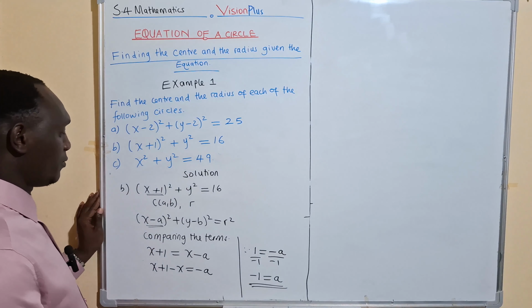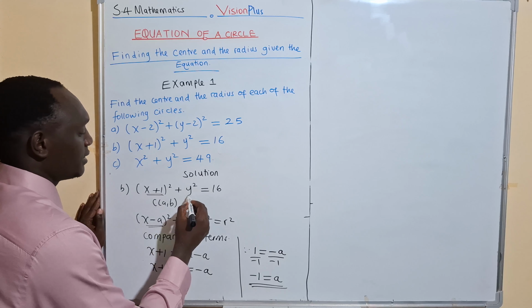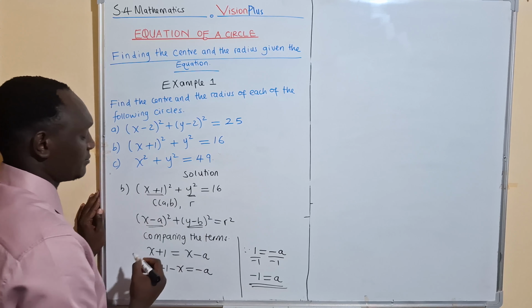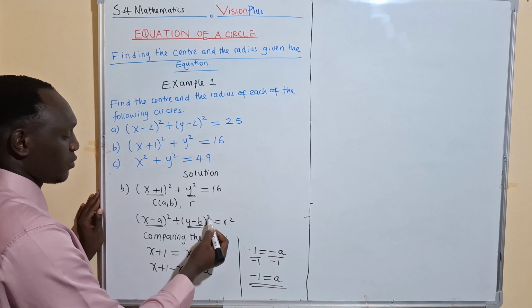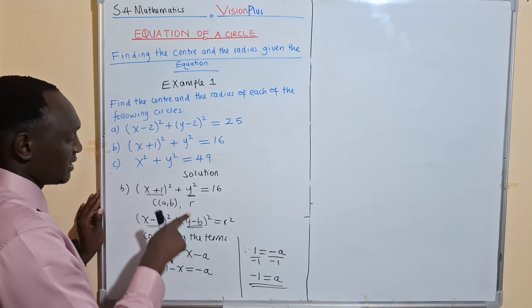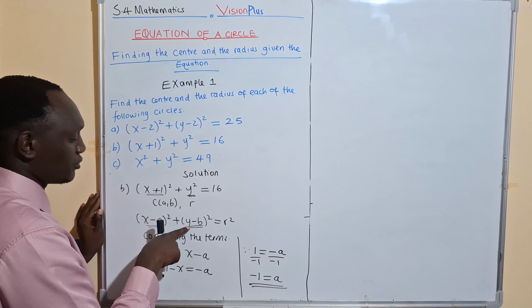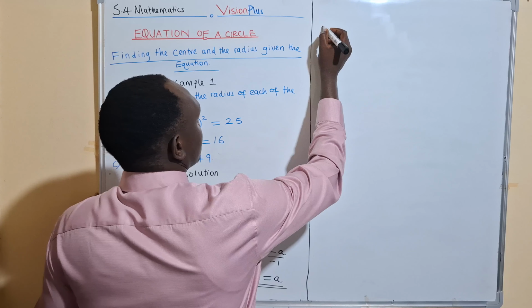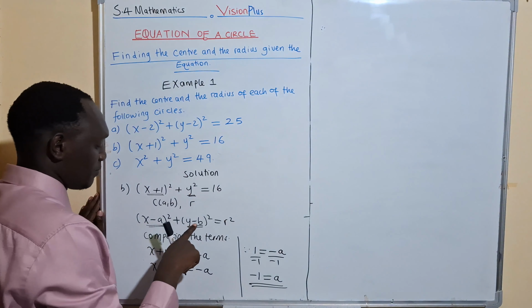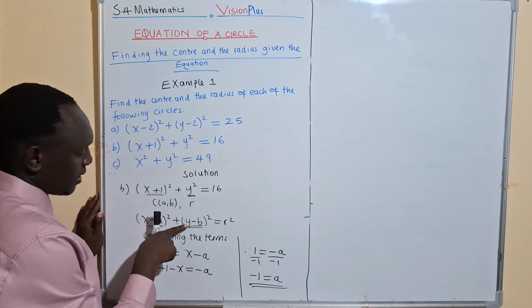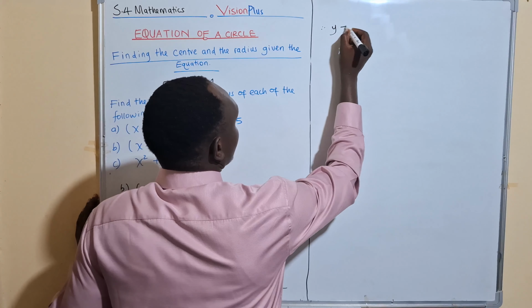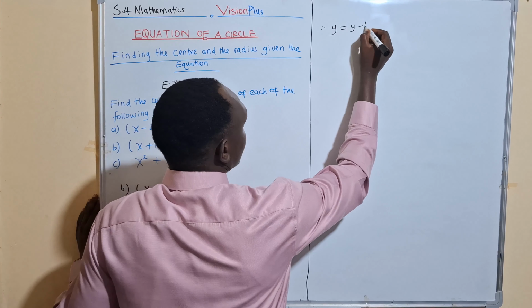In the same manner, we are going to compare this term to the term here containing y. The square and the square are going to correspond, yes. That means y corresponds to y minus b. Therefore, comparing this second term here, y minus b corresponds to y.